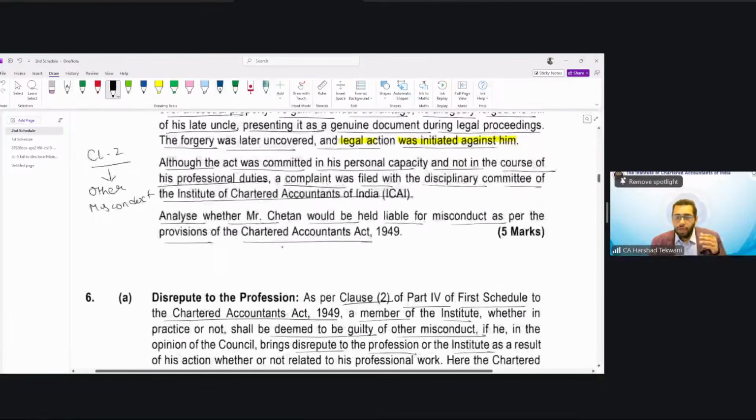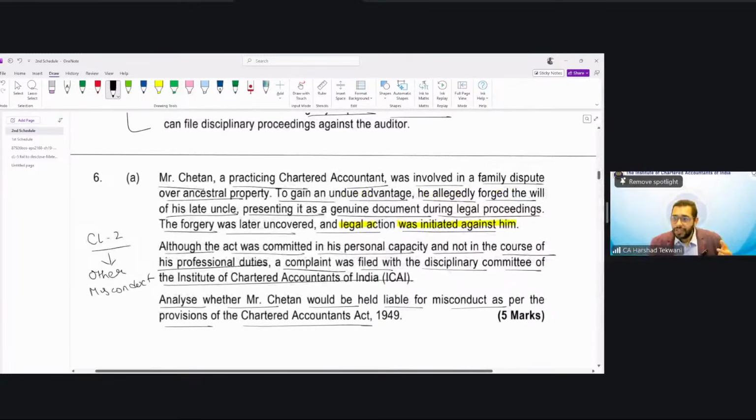So the critical point here is which clause to apply: not clause 1 of part 4, because we don't have the information about more or less than 6 months. The second thing is that we need to write other misconduct, not professional misconduct.